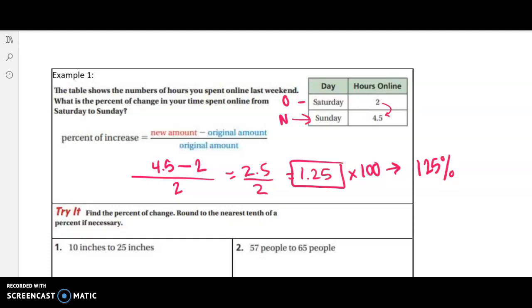This makes sense because we more than doubled our amount of hours online. So we went from 2 to 4.5. And had we just doubled it, then that would have just been the 4. And if it had been 4 hours, then it would have been 100%. Because we went more than 4, more than doubling our previous day, it increased us to 125% increase.